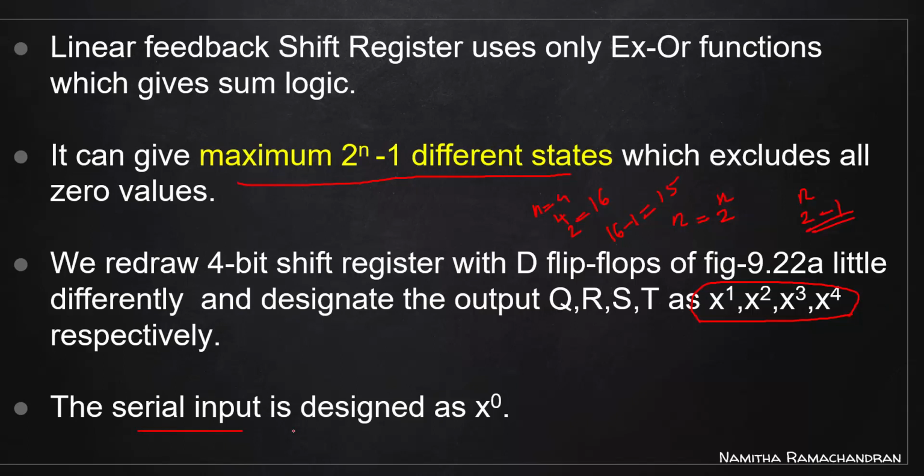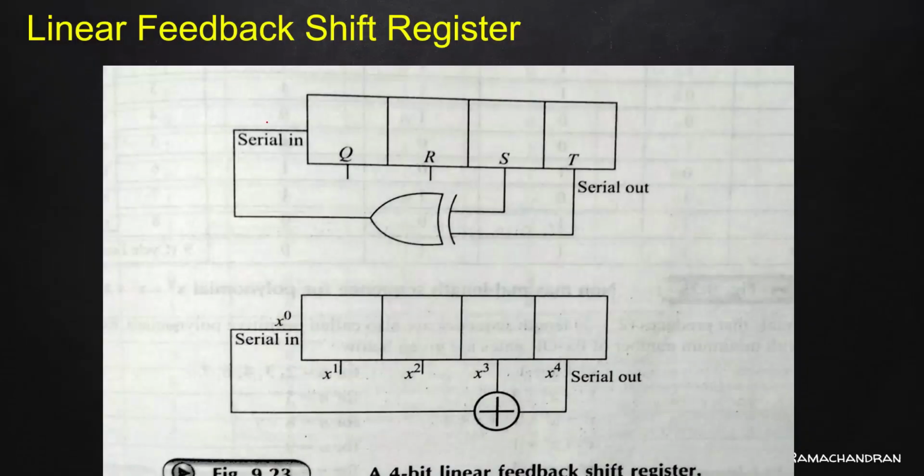Okay, the serial external input is considered as x to the power 0, and here the external input to the first flip-flop is considered as x to the power 0. Just assume this x as a delay. So for inputting the external input to your first flip-flop, there is no delay, and in order to transfer that input to your first flip-flop output portion, we need 1 clock pulse delay, that is x to the power 1, indicating a single delay.